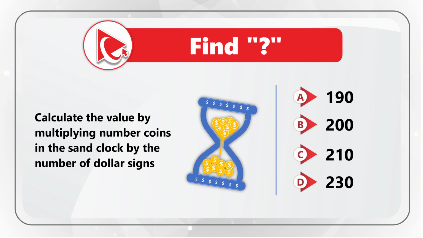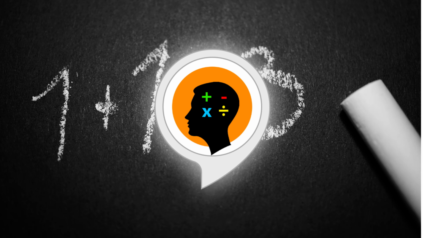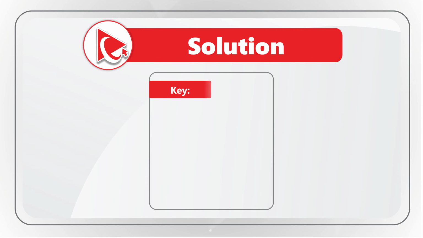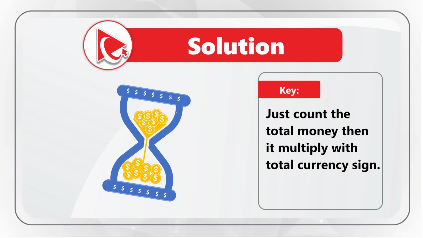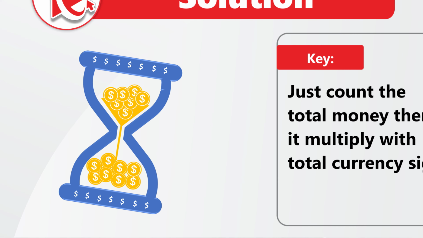Take a close look, maybe do mental math to see if you can come up with the solution. The key here, though, is not to overthink it. To solve it correctly, we need to count the coins. Let's start by counting coins at the top. There should be 7 coins.